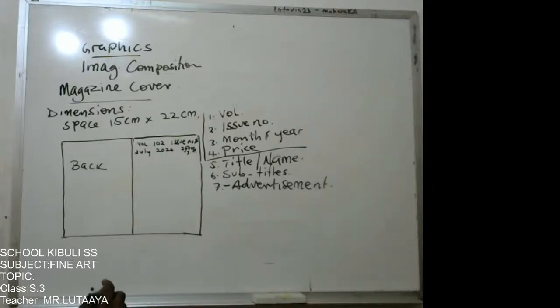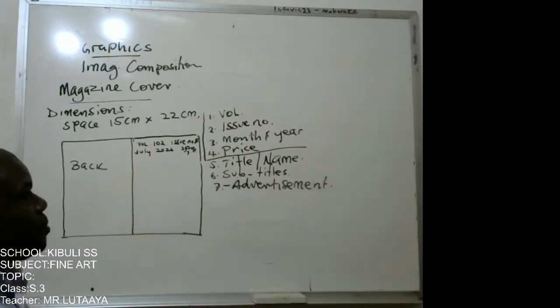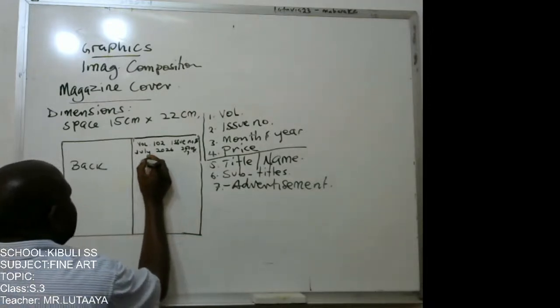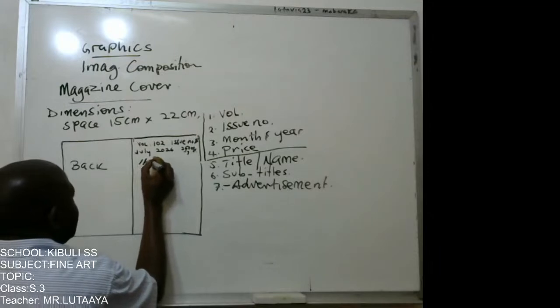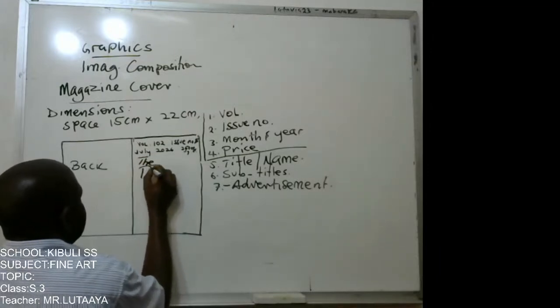Now, the title is the main concern. It should be bold, big, and readable. This time let us begin with the name, the title and the name move together. Normally magazines have names. We have African Woman, and The Bride. The Bride is very common.